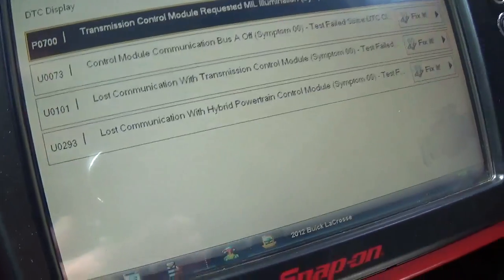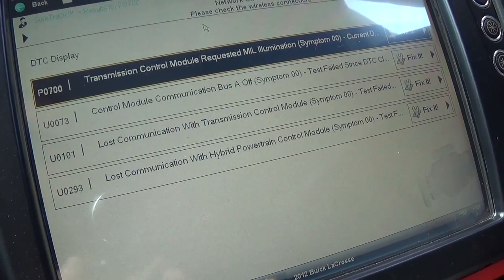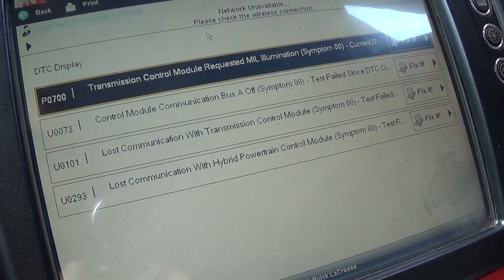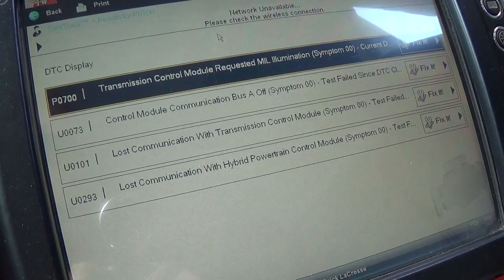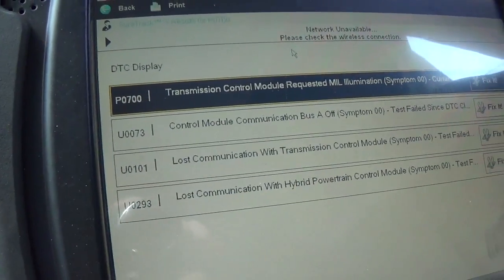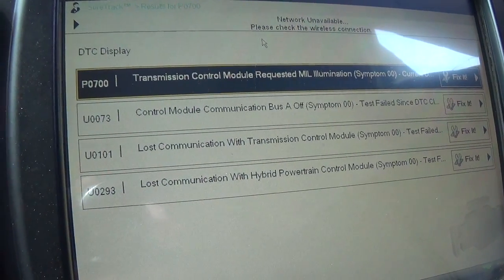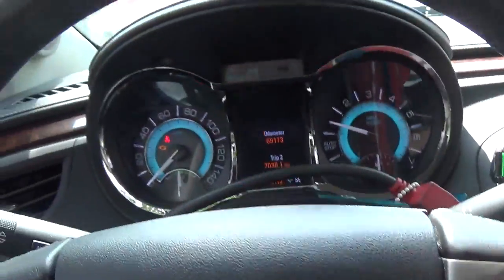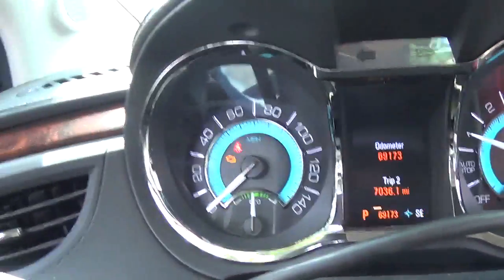Nice. Transmission control module requested. Control module communication bus A off, test failed. Lost communication with transmission, lost communication with hybrid powertrain control module. Okay, so a whole bunch of communication codes. And obviously they're all related. Actually, I guess we're back online. Now the check engine light's on.